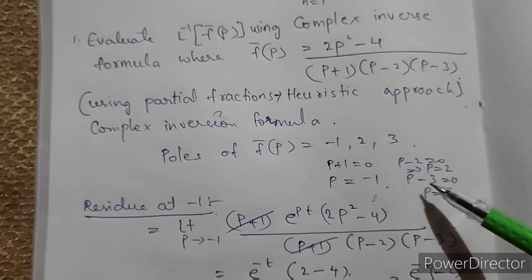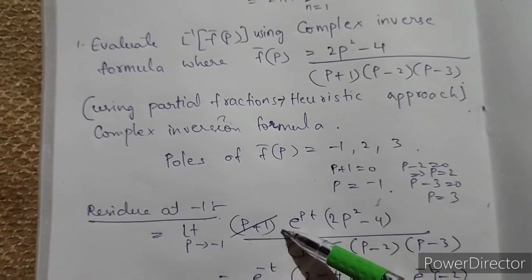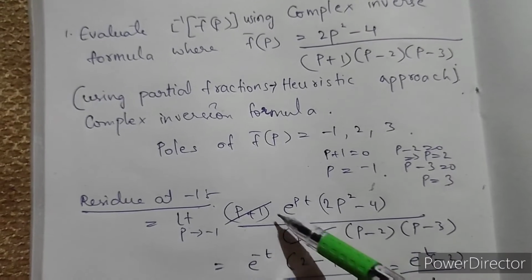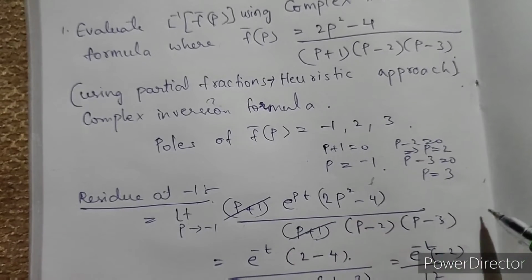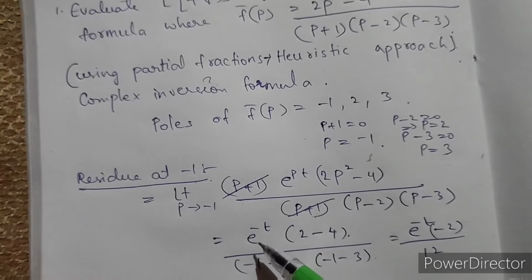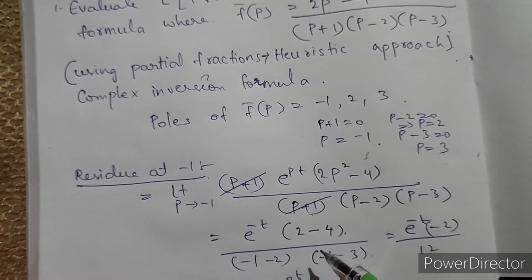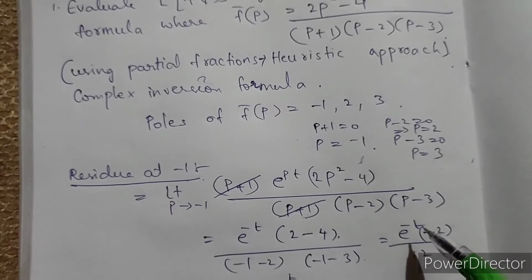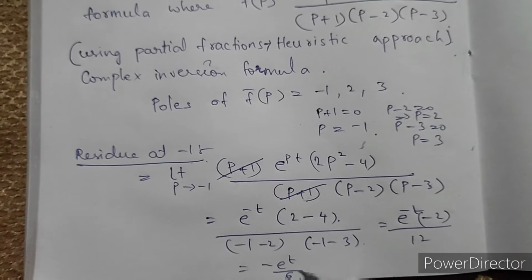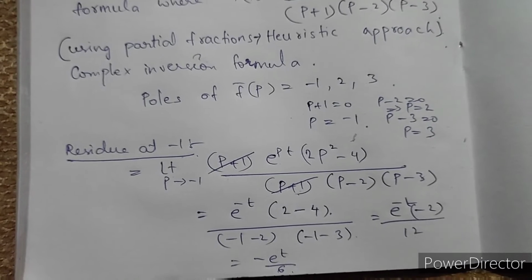So now you have to take e power pt into f bar of p into p plus 1. The p plus 1 in the numerator gets cancelled with the p plus 1 in the denominator, so we are left with this portion. Now if you simply substitute p equals minus 1, you get e power minus t into 2 minus 4 divided by minus 1 minus 2 into minus 1 minus 3. That is e power minus t into minus 2 divided by 12, that is minus e power minus t divided by 6. So this is the residue at minus 1. Now let's check the residue at 2 and 3.